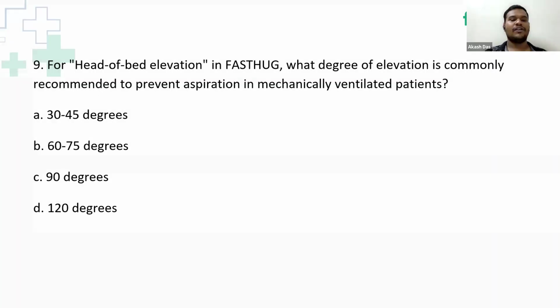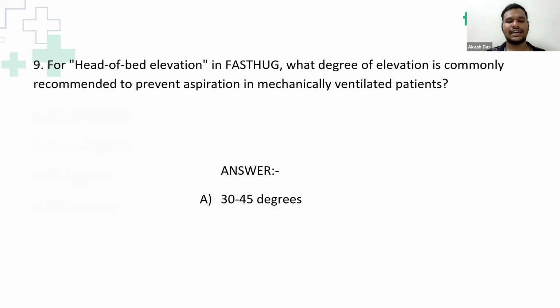Okay. So for the next MCQ, for head of the bed elevation in FASTHUG, what degree of elevation is commonly recommended to prevent aspiration in mechanically ventilated patients? What do you think? A, 30 to 45 degrees, B, 60 to 75 degrees, C, 90 degrees, or D, 120 degrees? Which is it? So it is 30 to 45 degrees. A is the right answer. 30 to 45 degrees of head elevation is recommended.